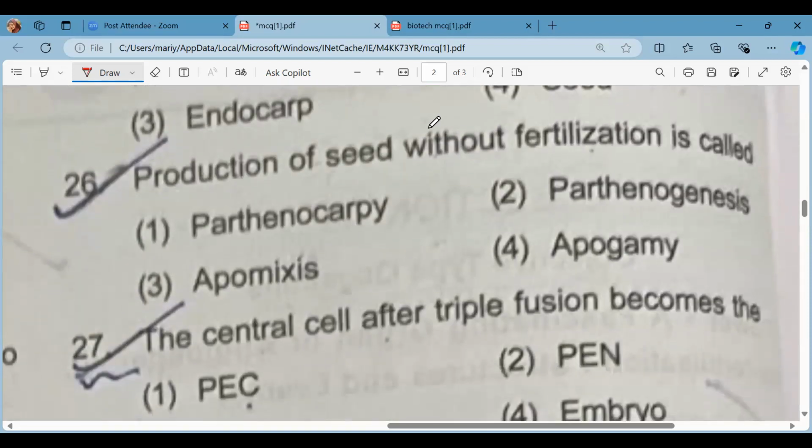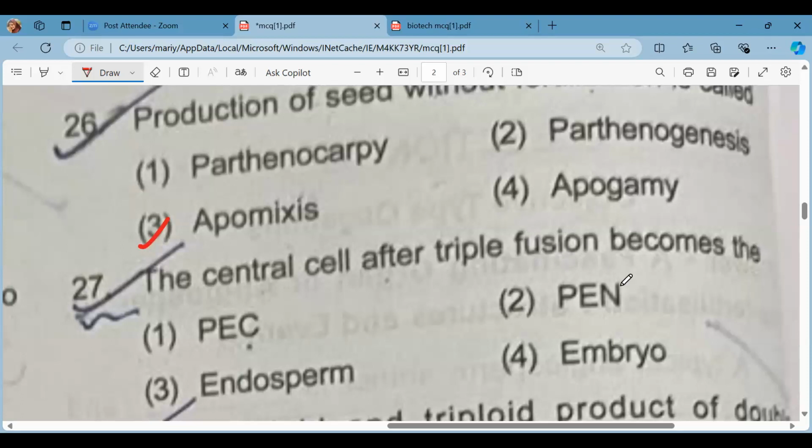All right. Now, the production of seed without fertilization. Normally, you know that the seed is formed after fertilization. Apomixis, correct. Now the central cell after triple fusion becomes the primary endosperm nucleus? No, this is not about the nucleus, it's about the cell. So it will become the primary endosperm cell. This particular cell will have the nucleus, isn't it? Yes.